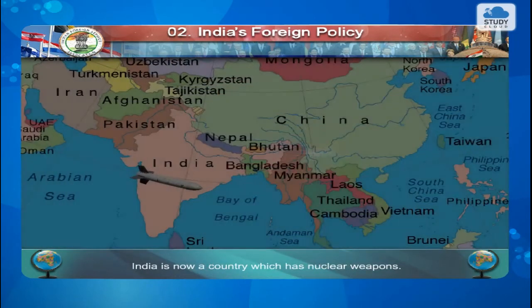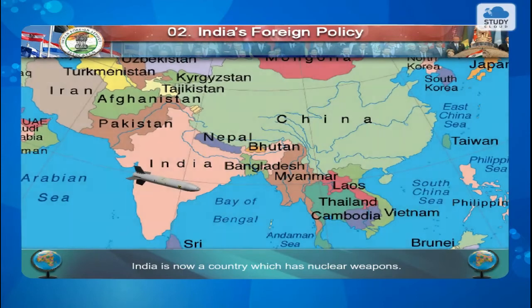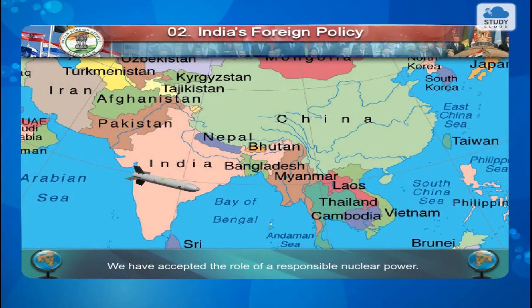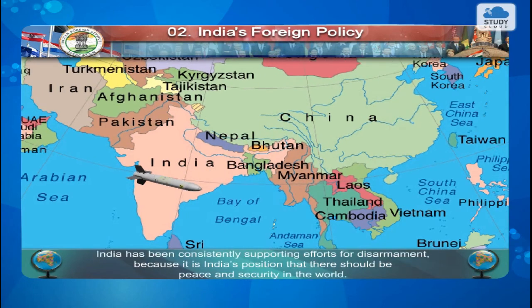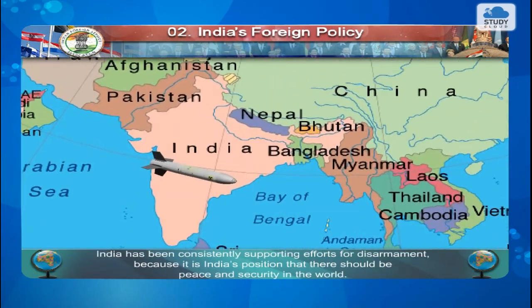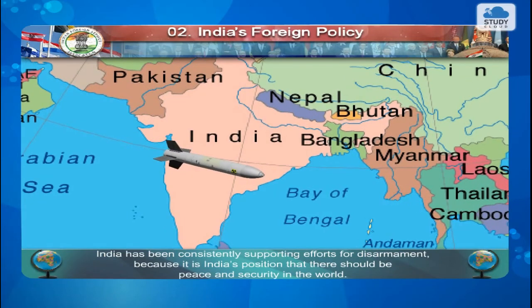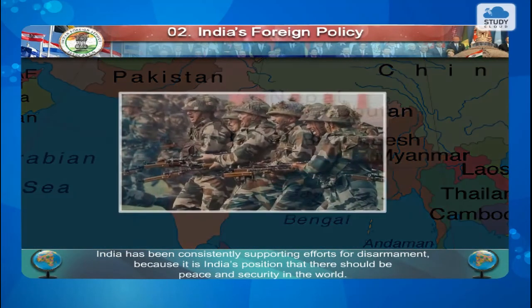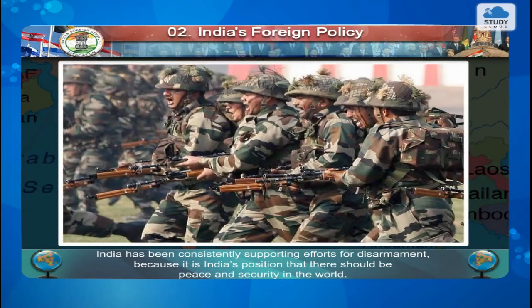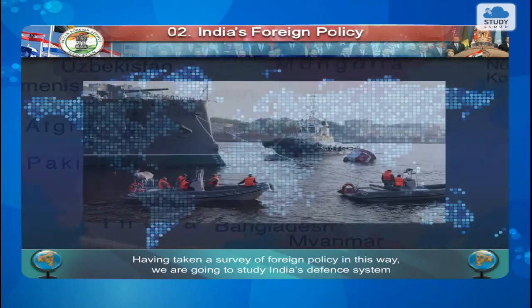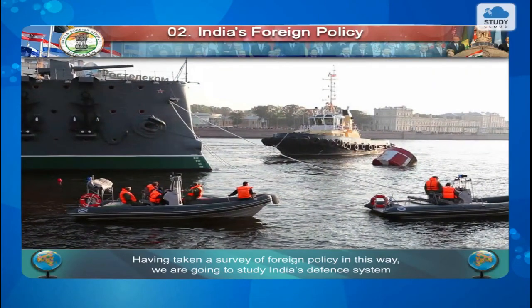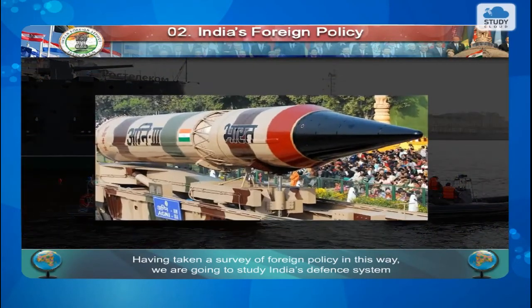India is now a country which has nuclear weapons. We have accepted the role of a responsible nuclear power. India has been consistently supporting efforts for disarmament because it is India's position that there should be peace and security in the world. Having taken a survey of foreign policy in this way, we are going to study India's defense system.